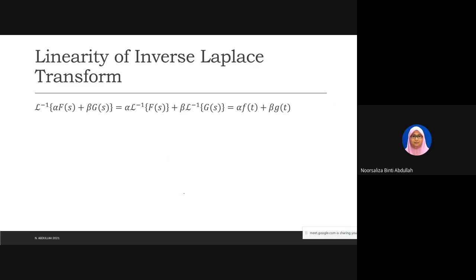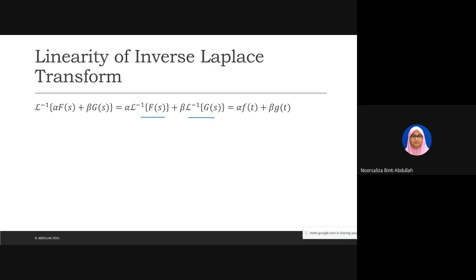Faham. Okay. So kalau faham, we move to the next topic, which is the linearity of inverse Laplace transform. Linearity means if you have multiple signals, you can find them one by one and then just add the signals. So let's say you want to find the inverse of alpha F(s) plus beta G(s), then you can just find the inverse of signal 1 and then you just add signal 2.